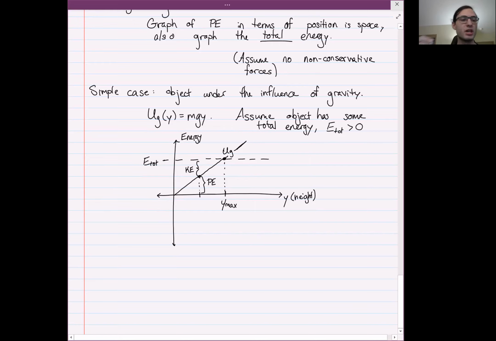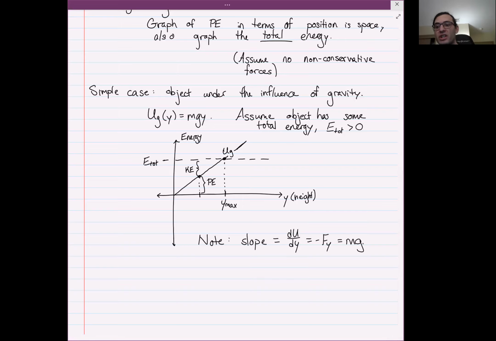Oh, cam froze? Okay. So something to note here is that the slope of the line of this graph is du dy, right? And that should be equal to the negative of the y component of the force, from how we relate forces to potential energies. Now, the slope of this line is mg. So we would find that indeed the slope is the negative of the force.